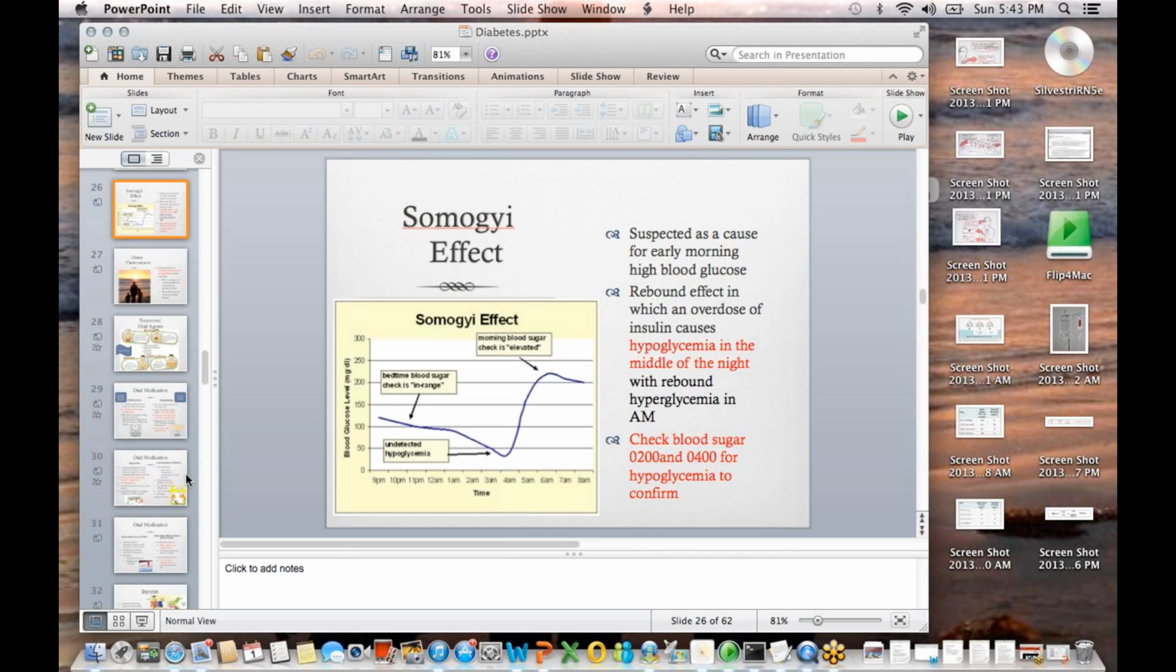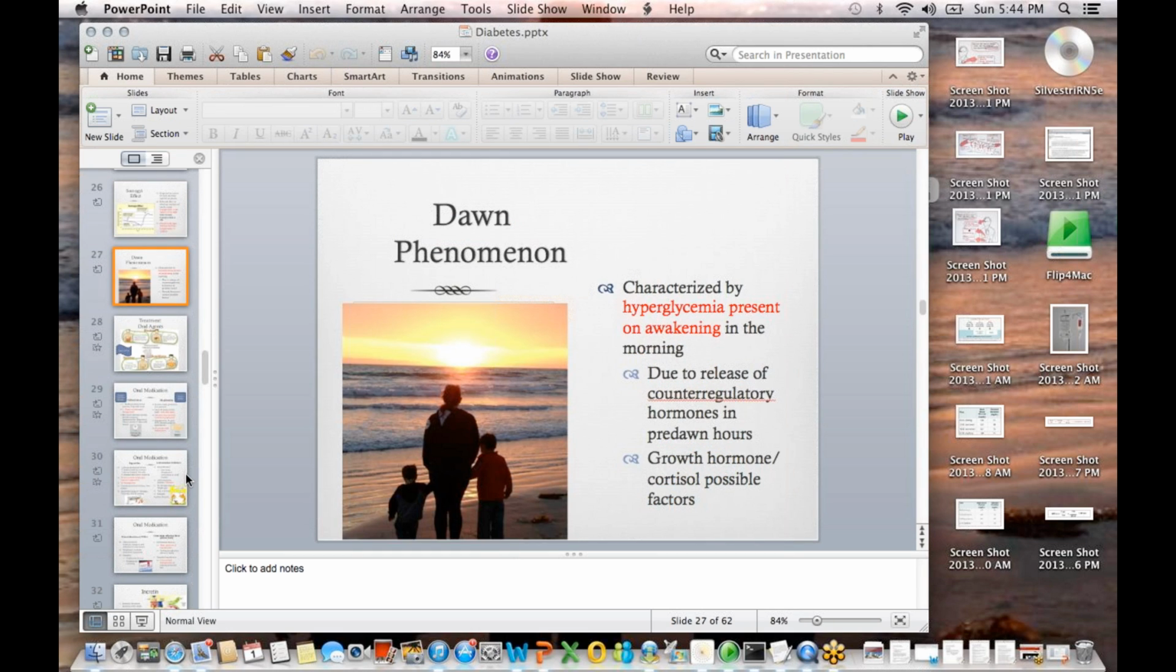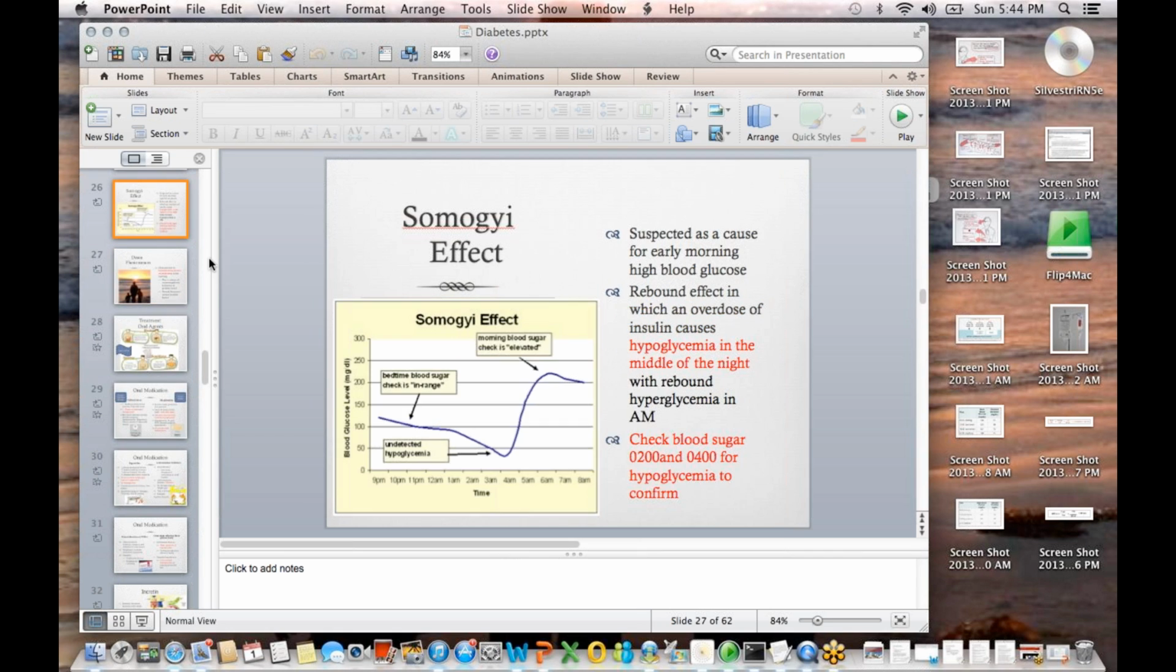Complications of insulin therapy: the Somogyi effect and the dawn phenomenon. So it's important to discern the two. Both of them have high blood sugar in the morning, but for the Somogyi effect, you need to be able to check the 2 a.m. blood sugar, because the reason why they have high blood sugar in the morning is because they had low blood sugar at night. So please remember that for the Somogyi effect, you want to check the blood sugar at 2 or 4 to see if they have hypoglycemia, which would be the reason why they have high blood sugar in the morning.